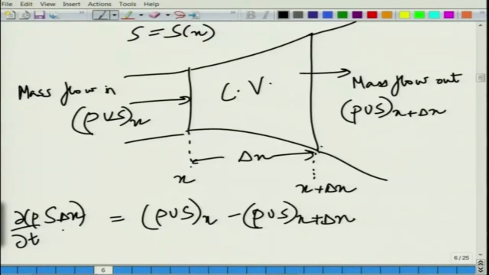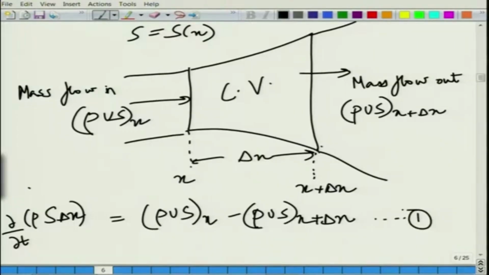So, the temporal change of mass is nothing but del del t of rho S into delta x. So, that is your equation that needs to be simplified. So, temporal change of mass within the control volume is the net difference of the mass that enters the control volume and the one that leaves the control volume. Okay. Let us call this equation 1. Let us simplify equation 1.